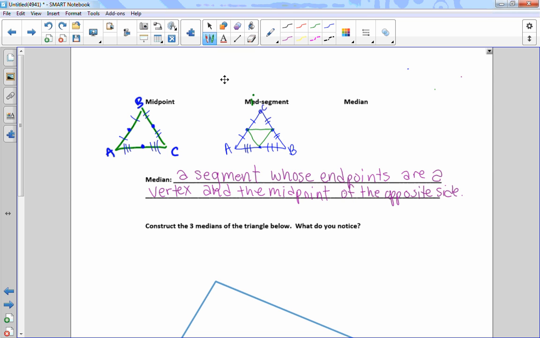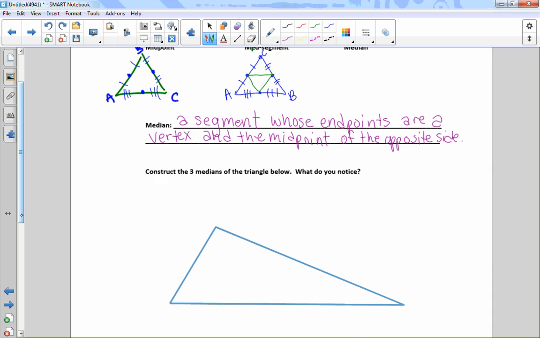Okay, so first we have to find all of the midpoints. We've already done a construction today that helps us find the midpoints. How do we find the midpoints of the sides of the triangle down below? How do we find the midpoint? We've done two constructions. We've done perpendicular bisector construction, we've done angle bisector constructions. Which one gave us the midpoint of the side?